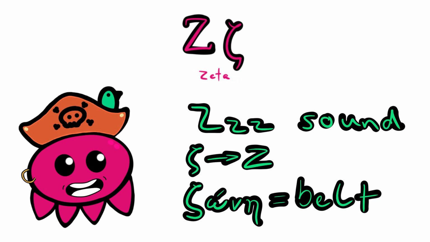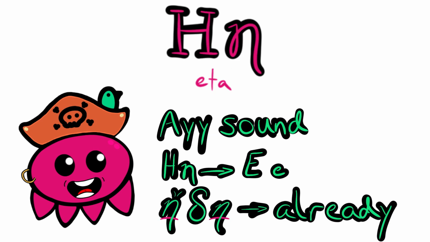The next letter, zeta, is one of my favorites. It's a consonant and it makes the Z sound and it transliterates to a Z as well. One example is zone, which means a belt, which is what Travis Scott wears. The next letter is eta. It's a vowel, and it makes the A sound. It transliterates to an E, and one example of this is ede, meaning already, immediately, or now.